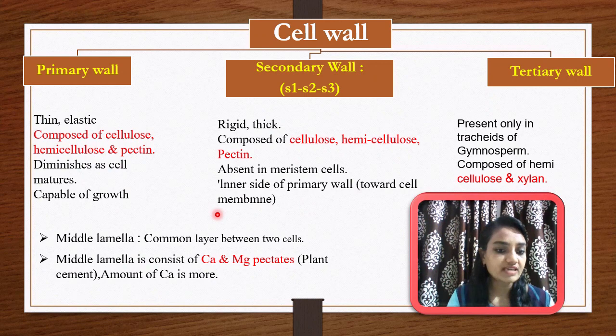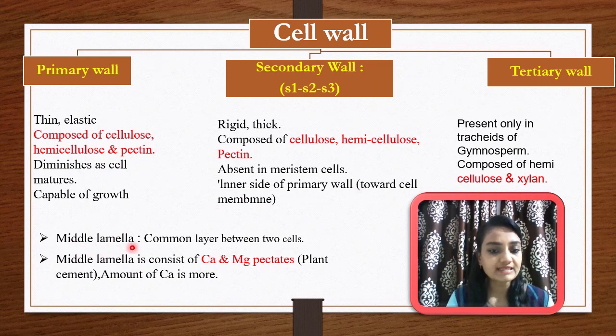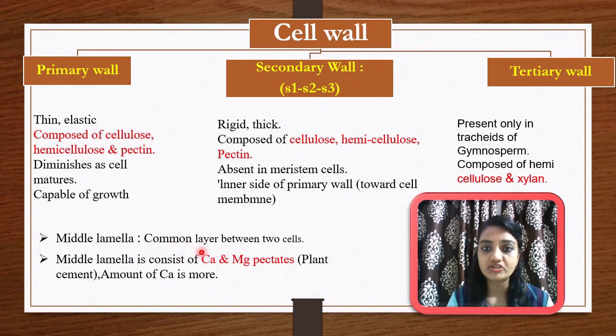Now we can also discuss the middle lamella. So what is a middle lamella? Middle lamella is a common layer between two cells. Suppose one cell and a second cell, in between these two cells one layer will be there, and that is called the middle lamella. It is in between two cells, and that's why the name middle lamella is given. Middle lamella consists of calcium and magnesium pectate.